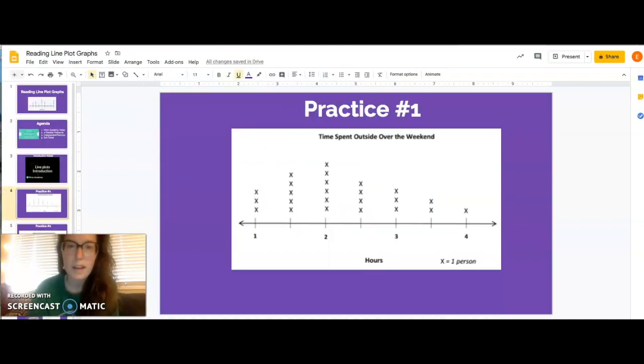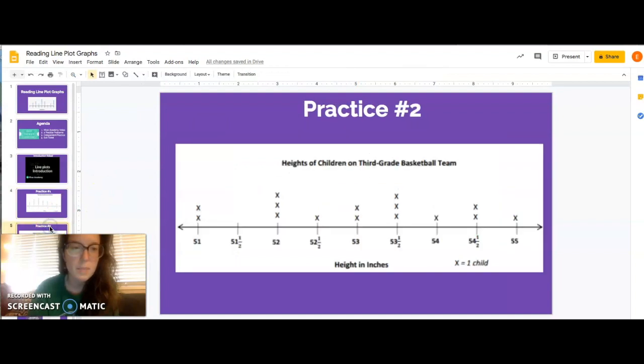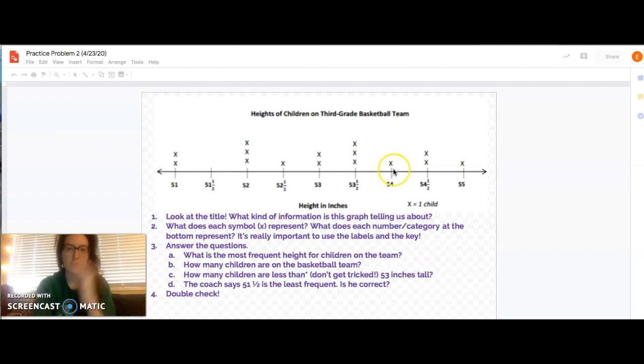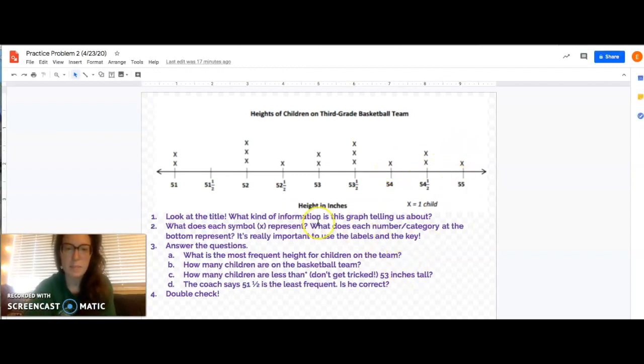All right, let's go to practice problem number 2. Again, I have my steps here to help me solve this problem. First, I have to look at the title. So I know that this graph is telling me about the heights of children on a 3rd grade basketball team. That'd be fun if we had a basketball team.